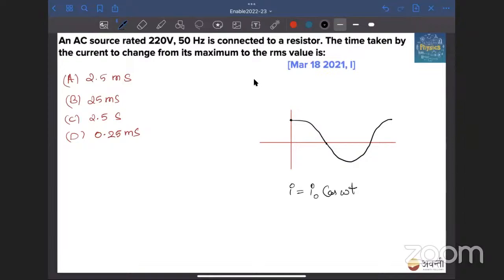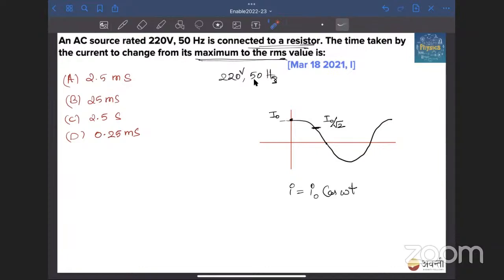So I is equal to I naught cos omega t. Now here it is the maximum current, which is I naught. And in the question, it is telling there is an AC source rated 220 and 50. It is connected to a resistor. The time taken by the current to change from its maximum to RMS. Maximum is I naught. RMS will be somewhere here, which is I naught by root 2. And this graph is of cos, which means this current is not sinusoidal, it is a cos current.